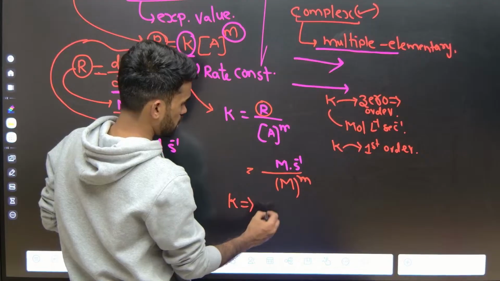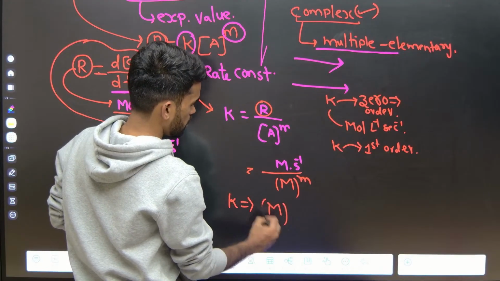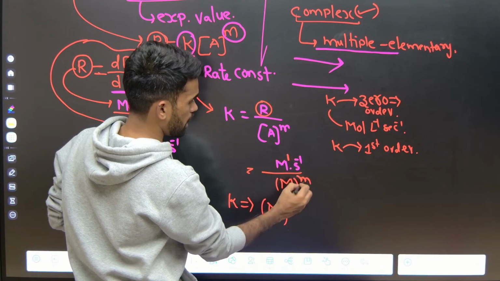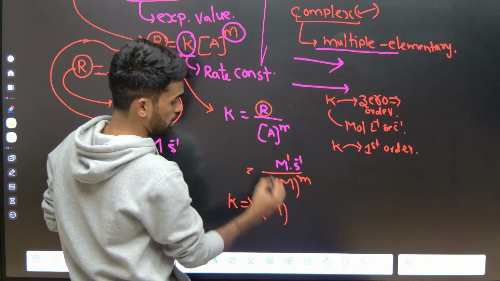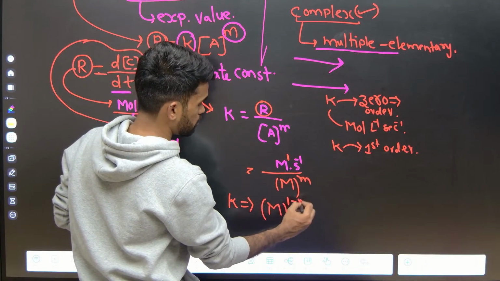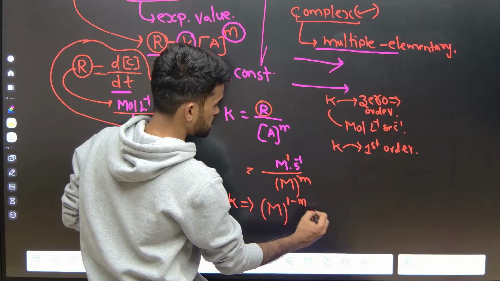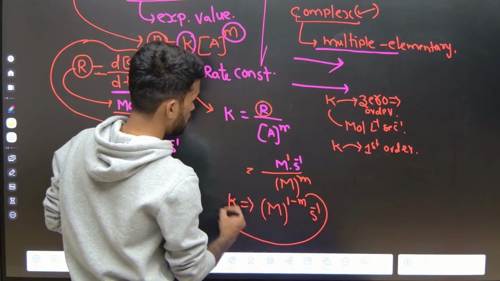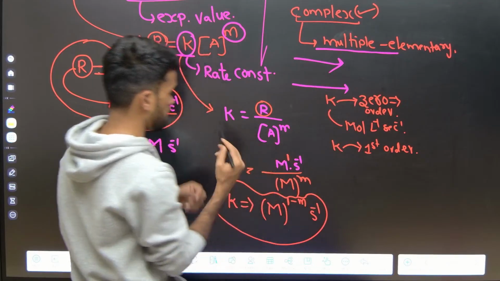This is nothing but m with power 1 and here the denominator m, so I can write 1 minus m, second inverse. This is a generalized equation for finding units of rate constant for any order reaction.